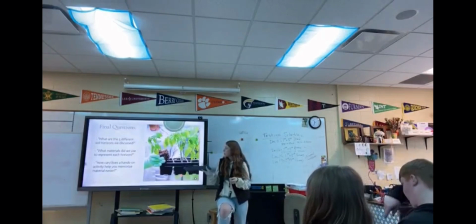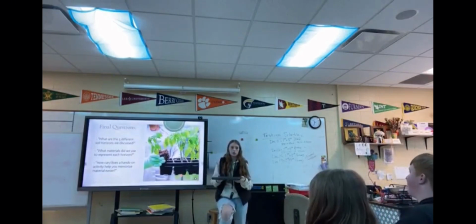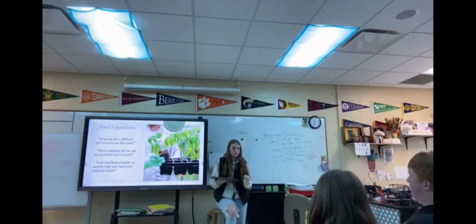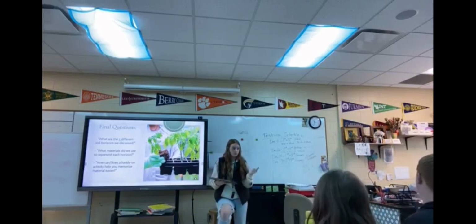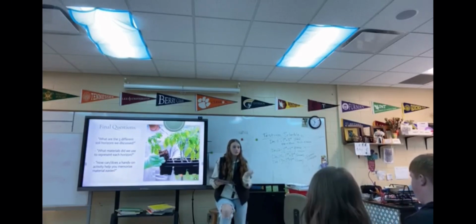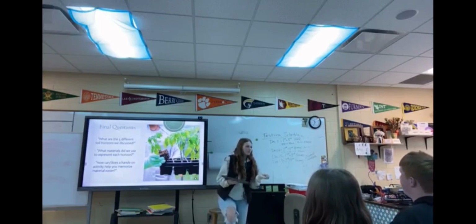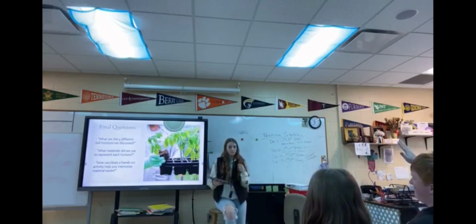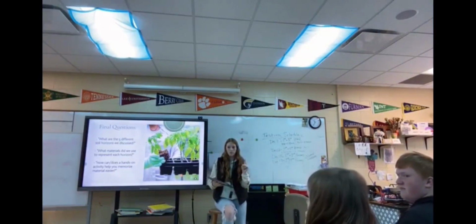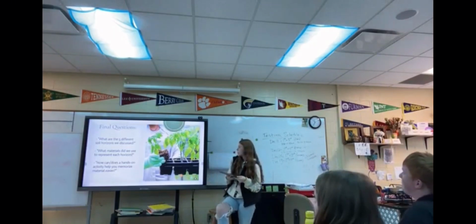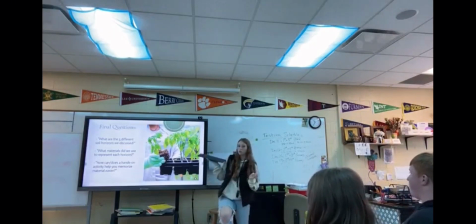Can anyone tell me what the 5 different soil horizons we learned are? Just the letters. O. Yes. Bedrock, that is R. O, B, R, A. A. There's one more. C. Yes. Good job. So, what different materials did we use to represent each horizon?